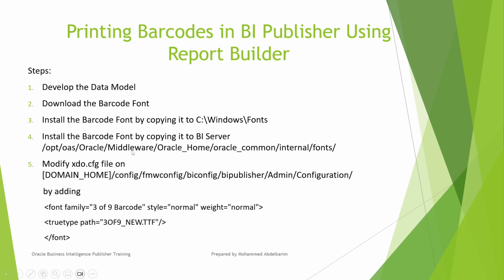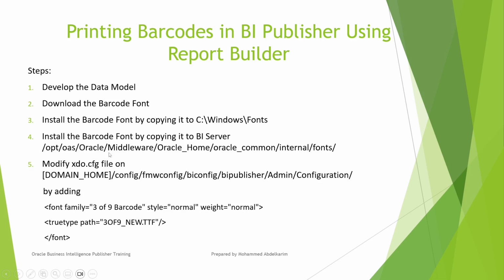My BI server is installed in opt/os, Oracle middleware, Oracle Home, Oracle Common, internal fonts. You need to copy the font to this path. And step number 5 is modify the xdo.cfg file on domain home/config/fmwconfig/bi publisher/admin/configuration by adding font family equal 3 of 9 barcode, style normal, weight equal normal. You will find the same template, by the way, in this file. Only copy paste the template and change the name of the font and the font extension file.